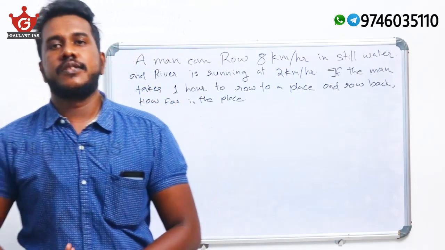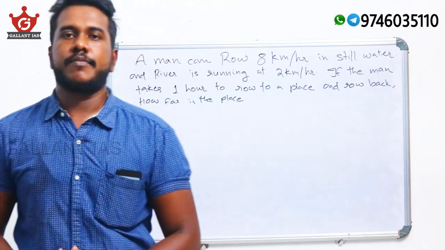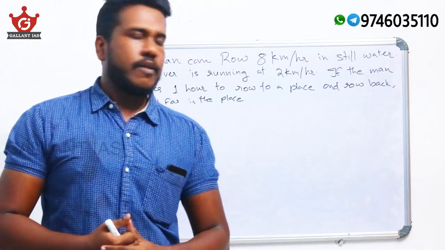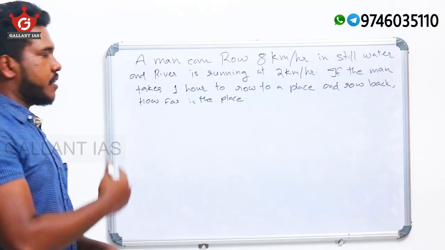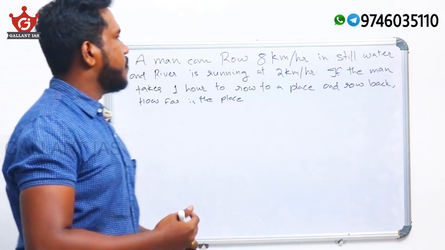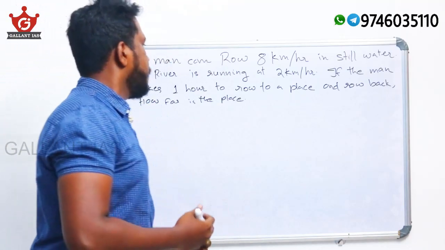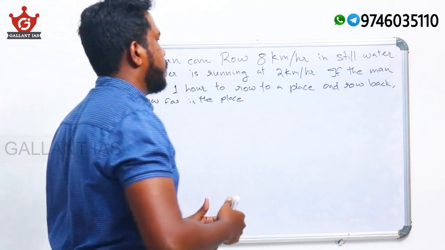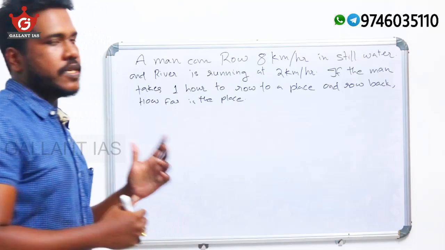So today we are going to deal with another question from our Telegram group. That is the question based on boats and streams. Now let's solve this question. Check the question. A man can row 8 km per hour in still water and the river is running at 2 km per hour. If the man takes 1 hour to row to a place and row back, how far is the place?